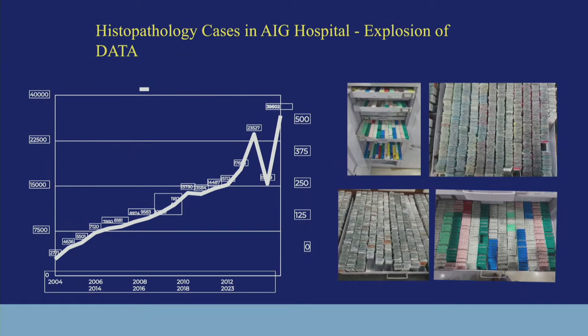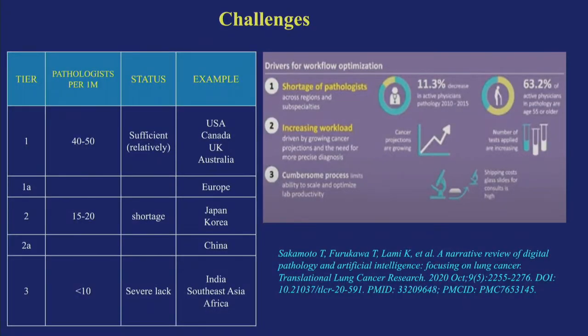So with this, you can see the explosion of the data in AIG Hospitals from 2004, where we had 2,200 samples per year, currently we are getting around 39,500 samples. So imagine the number of slides, number of blocks, and the amount of data and the amount of work. And the challenges are, we don't have adequate pathologists and we don't have adequate specialist pathologists. When you compare USA and Canada, where they have one pathologist for 40 to 50 pathologists' worth of workload, to India, where we have less than 10.